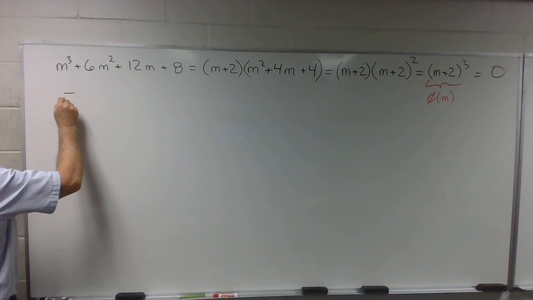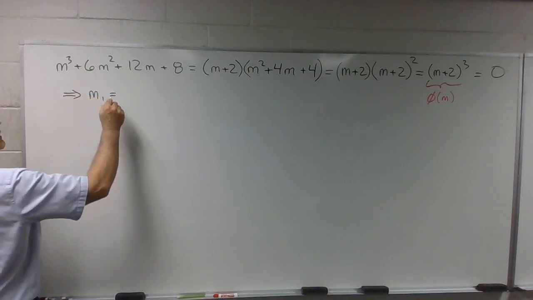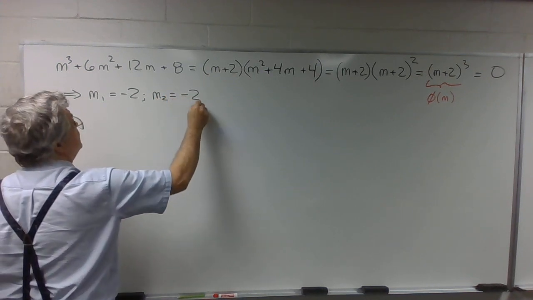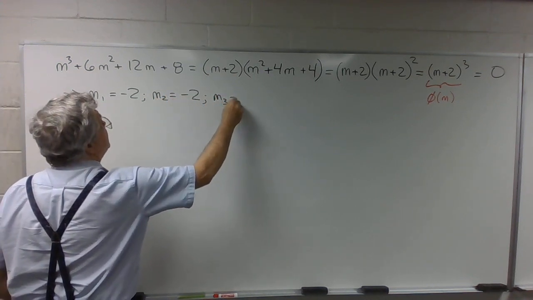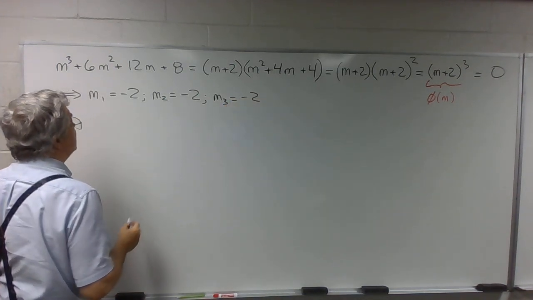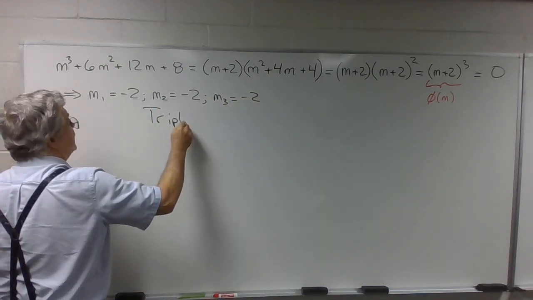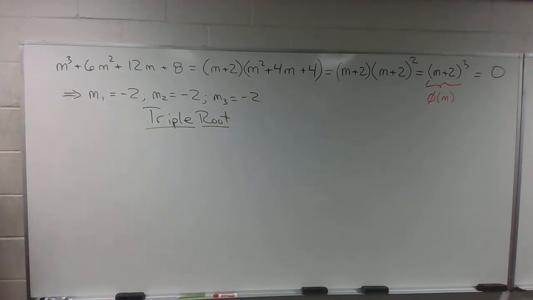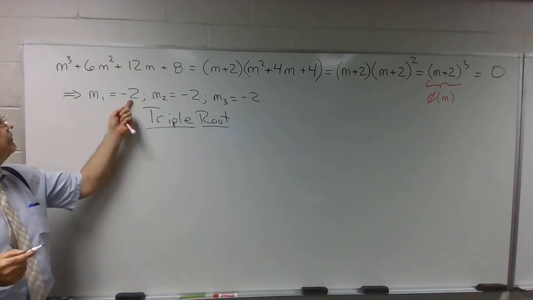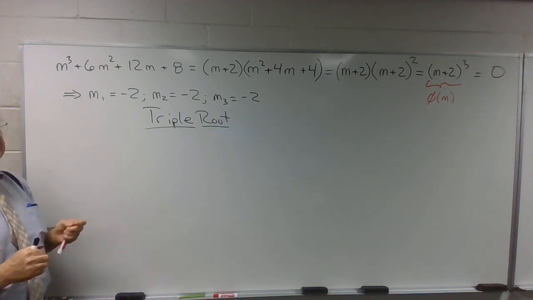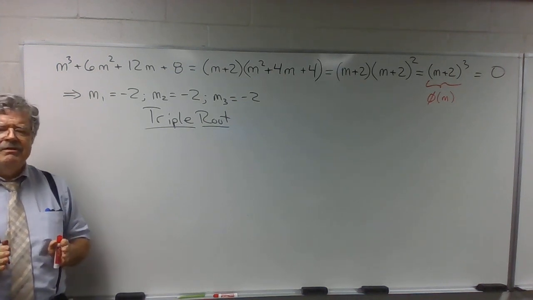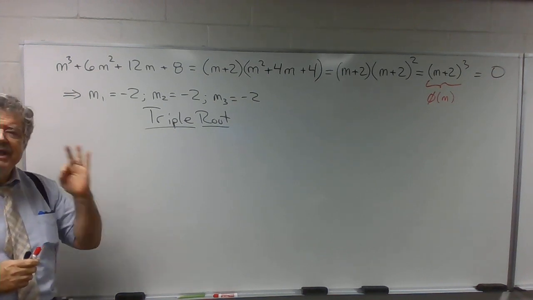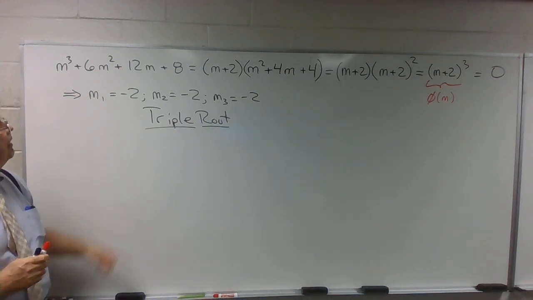So here's what we get. M sub 1 equals negative 2. M sub 2 equals negative 2. M sub 3 equals negative 2. We have a triple root here. There's only one distinct root, and that's m equal negative 2. But we have a third order differential equation, so we expect to have 3 independent solutions.